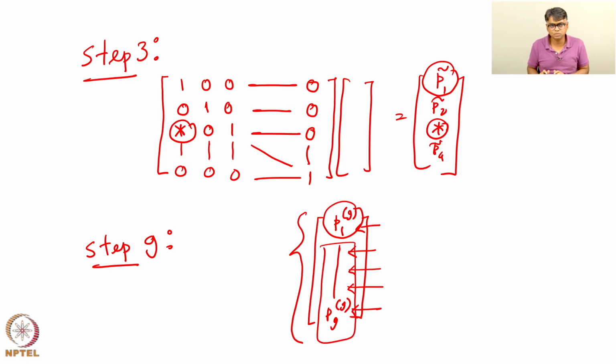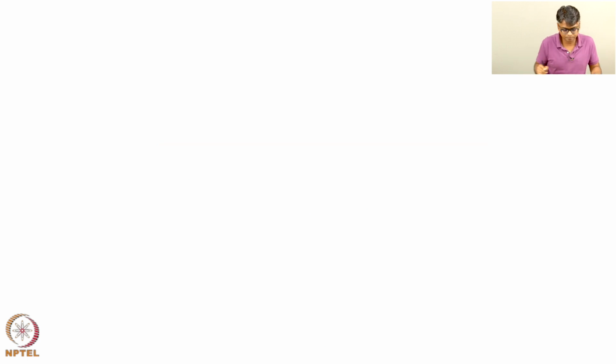Unless they are all zeros, there will be at least one polynomial whose degree will be strictly less than the degree of P1. So once again I do a permutation and bring that least degree polynomial to the top. That is my step g plus 1.